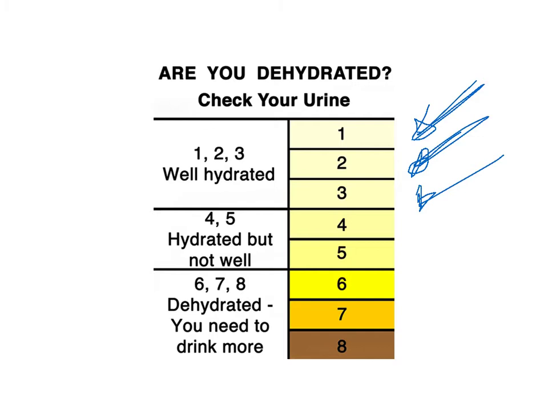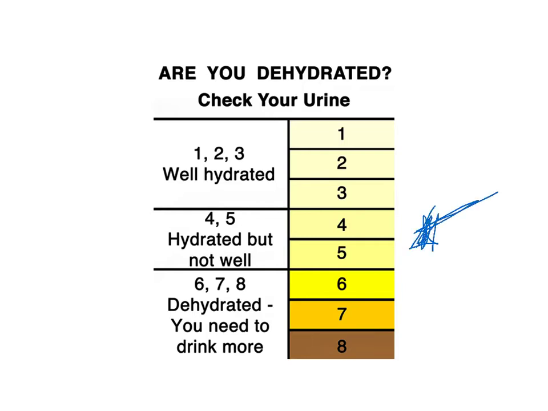Okay, if you drink enough, your urine keeps bringing out your waste product. However, if your urine is slightly darker, around this range, you might be in a little danger, because what it means is that you're hydrated. Yes, you have enough water, but not enough for all your waste to go out well.